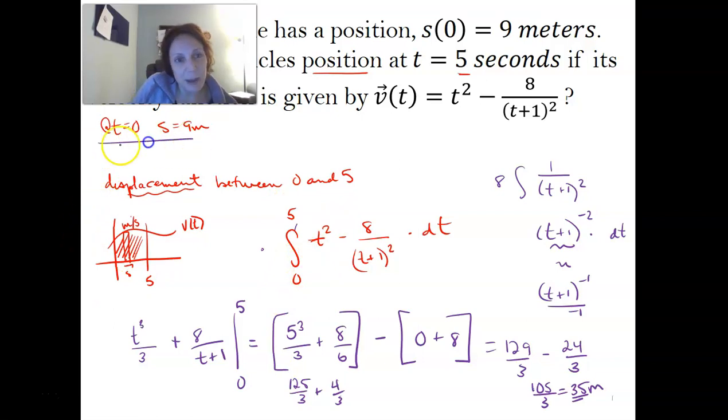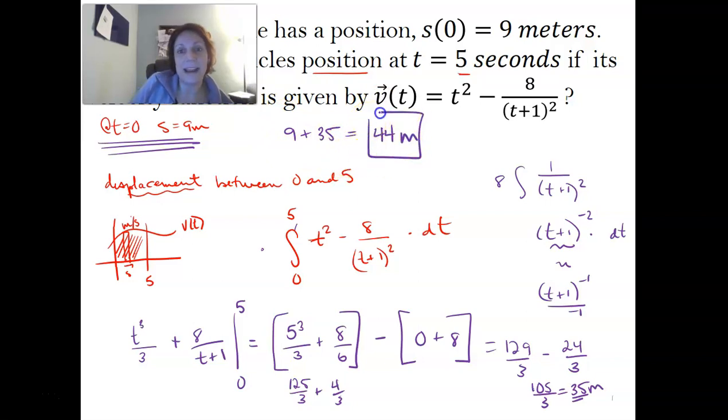Because you have to remember where it started. It started at 9. So it started at 9. It moved 35 in the positive direction. So our final answer is 44 meters. That's where it is at 5 seconds because it started at 9.